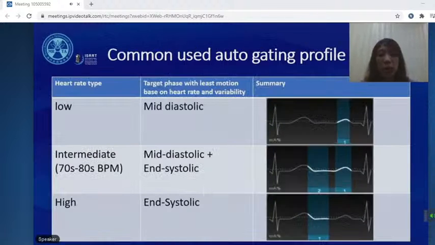And according to the heart rate categories, the commonly used auto gating profile is divided into 3 groups. For the low heart rate, the scan phase will be mid-diastolic, which is 75%. For intermediate heart rate, systolic and mid-diastolic, which is 45% and 75%. And for high heart rate, systolic, which is 45%.